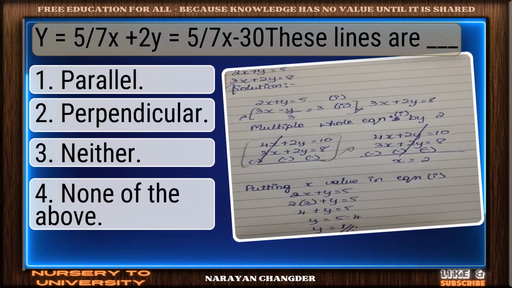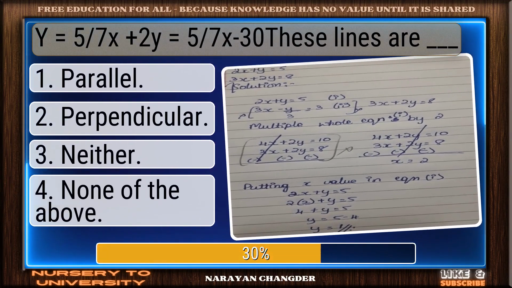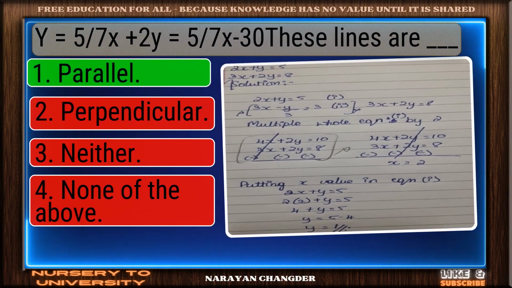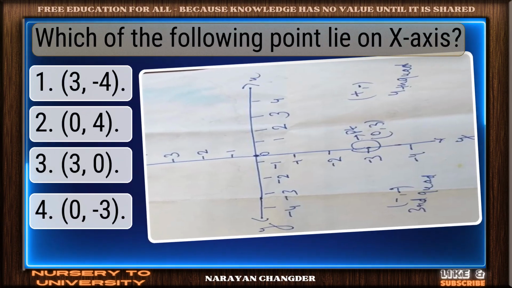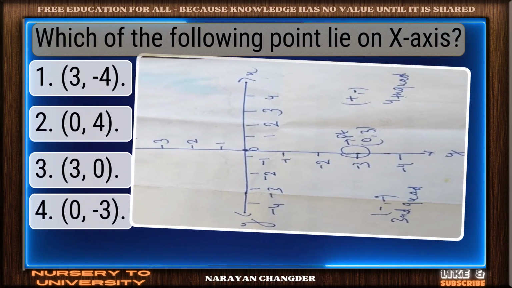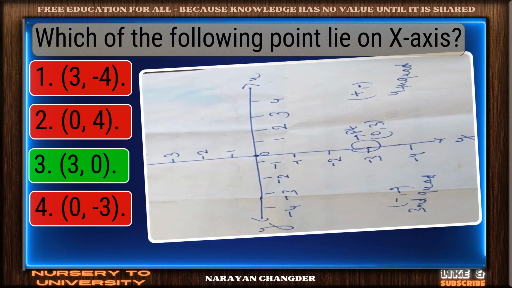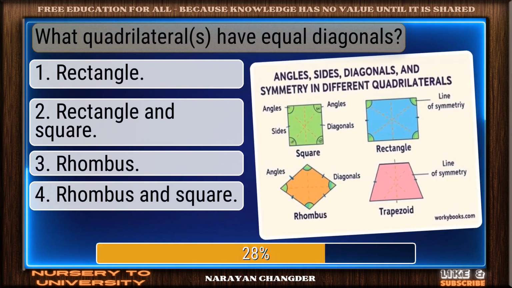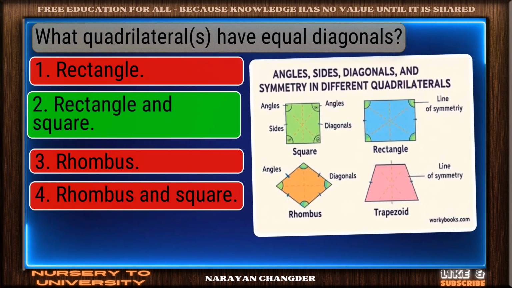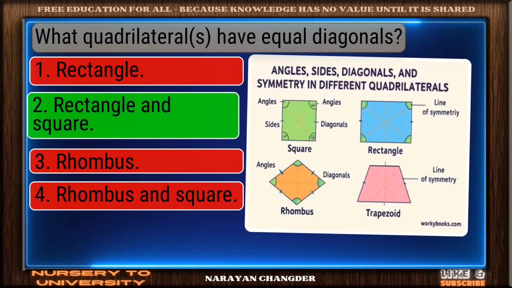y equal to 5 and 7x plus 2 equal to y plus 7x plus 30. These lines are dash. Correct. Parallel is spot on. Which of the following point lie on x-axis? Exactly. Makes sense. What quadrilateral have equal diagonals? Well picked. Rectangle and square is correct.